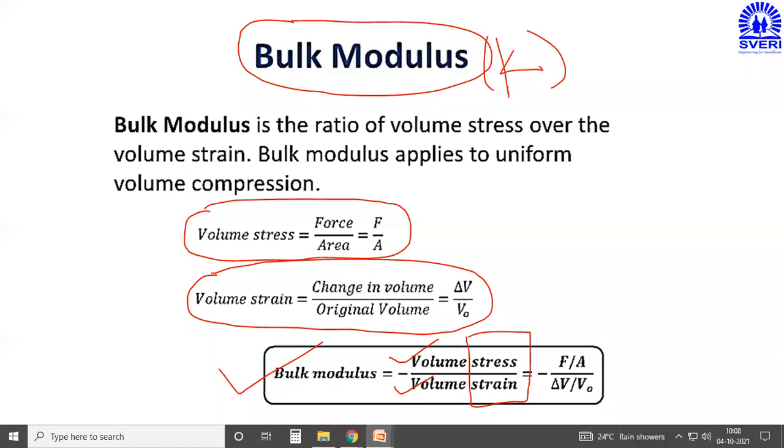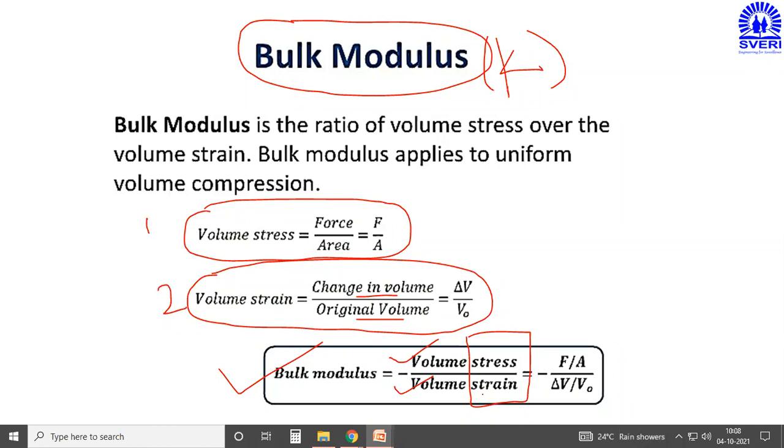Here, I'm not using the change in length upon original length. I have to calculate the volumetric strain, which means there is a possibility of change in volume. Therefore, I'm using the term change in volume upon original volume. By using these two concepts, I will define the basic definition of bulk modulus as equal to volumetric stress upon volumetric strain.